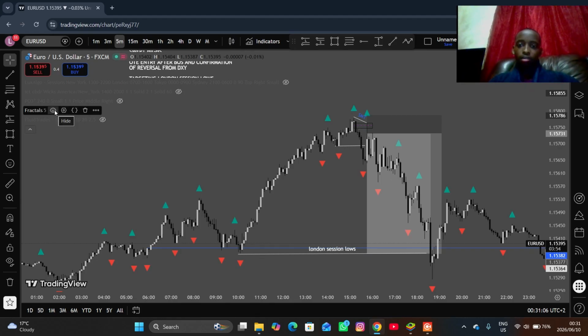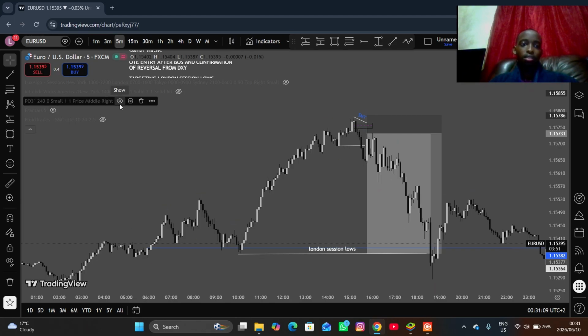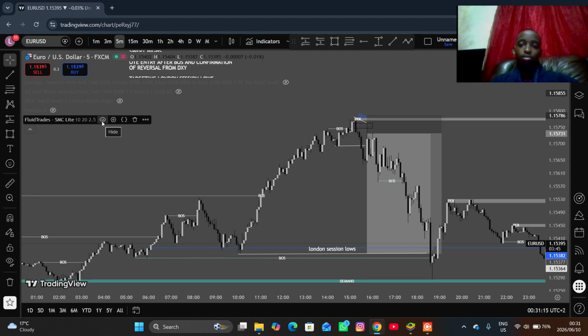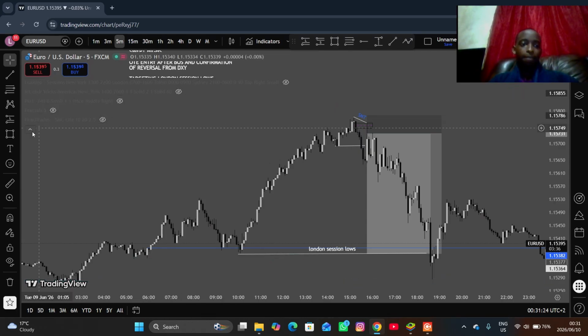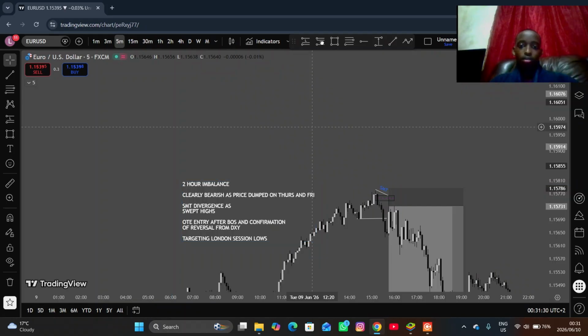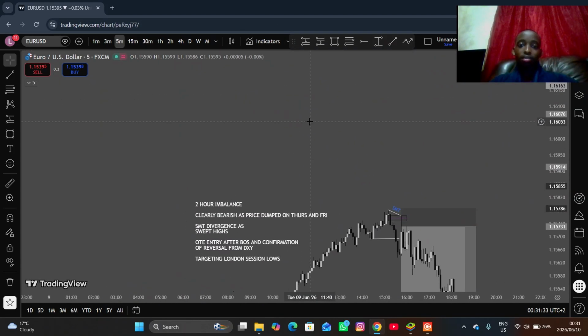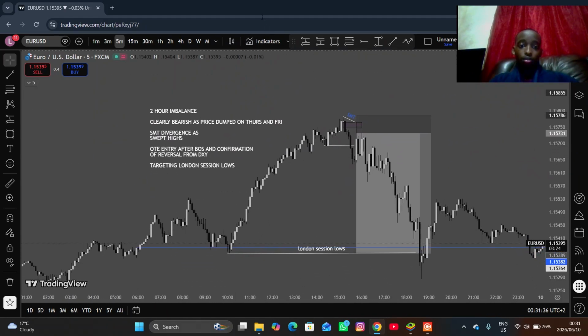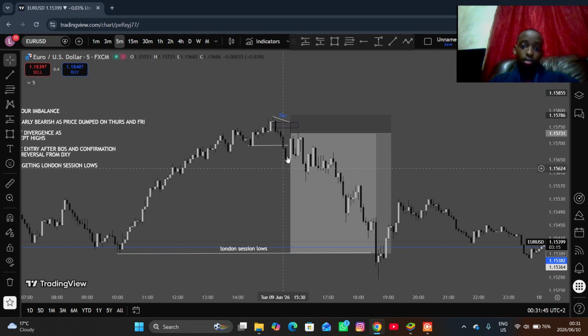Oh, and I'll indicate the highs and lows. Okay, that looks messy. The PO3 got this through. Let me go back to the list. So firstly, it was a 2 hour imbalance. We were clearly bearish as price dumped on Thursday and Friday, especially on Friday. Then another confluence is price failing to break these highs.